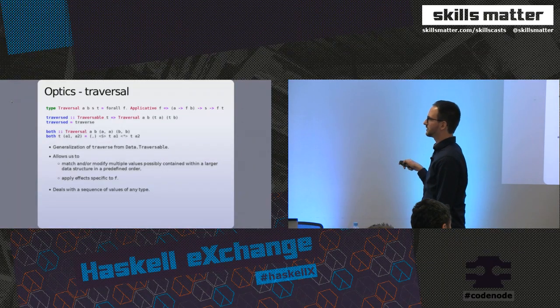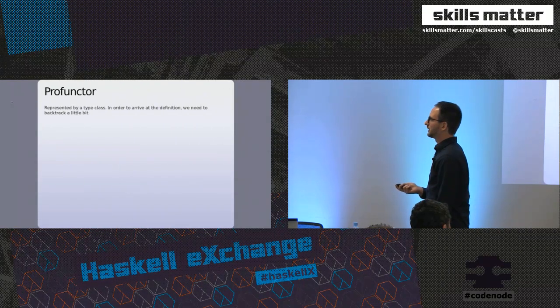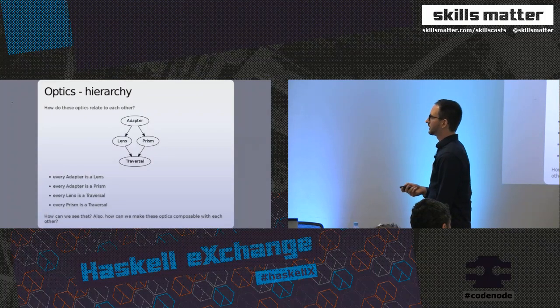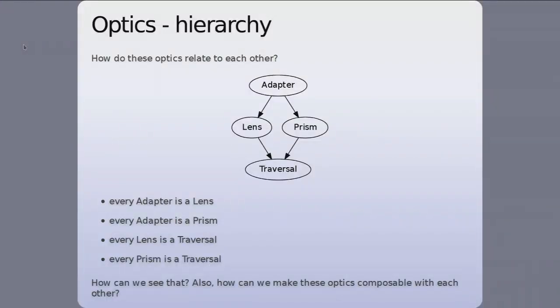All right, so these are the four optics we'll be talking about. And how do these optics relate to each other, right? It turns out that the relation is as follows. Every adapter is a lens, every adapter is a prism, every lens is a traversal, and every prism is a traversal. And it is somewhat clear, for example, I showed you the relation between an adapter and a lens. That adapter was basically a lens that was ignoring one of the arguments. But for the other ones, it's not necessarily clear.